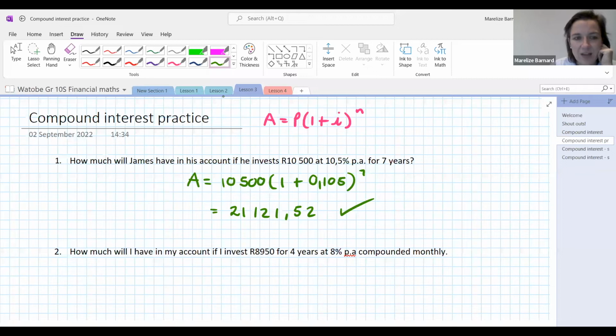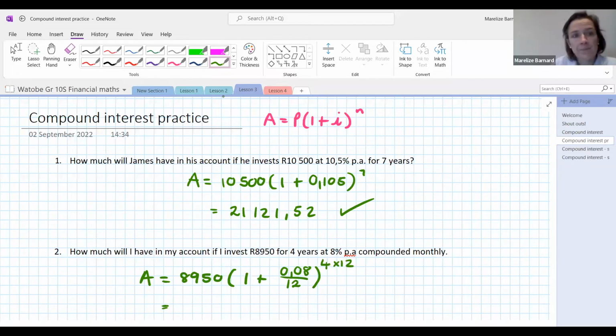Okay, let's go on to the next one. How much will I have in my account if I invest 8,950 for 4 years at 8% per annum compounded monthly? So I am putting away 8,950, and my interest rate is 8%, but I am compounding monthly, so I need to split that interest rate over 12 months. And then the 4 years I need to times by 12, because that's how many times I'm actually going to be earning interest. So let's see what that comes to.